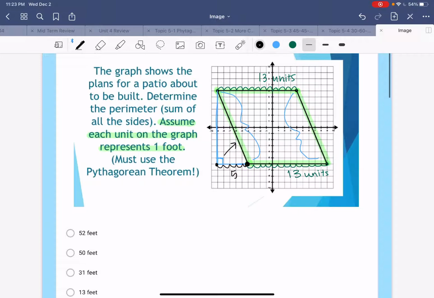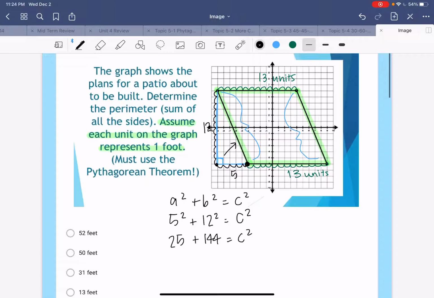So if we're going to use the Pythagorean theorem, our first leg is 5 units long. And then we have 1, 2, 3, 4, 5, 6, 7, 8, 9, 10, 11, 12. So this is 12 units. So our second leg is 12 units long. And now you use the Pythagorean theorem. 5 times 5 is 25. 12 times 12 is 144.